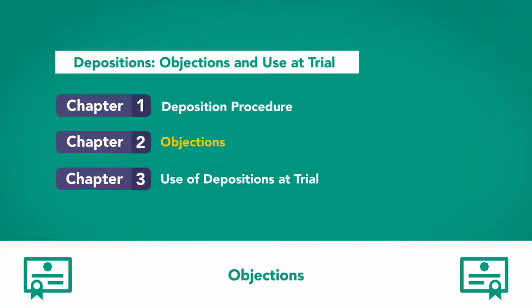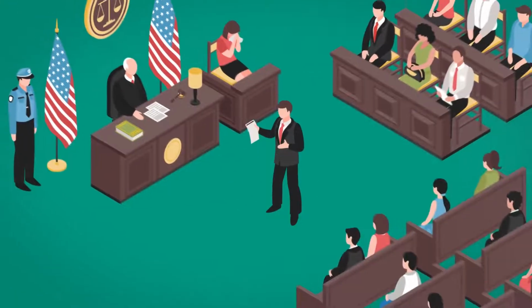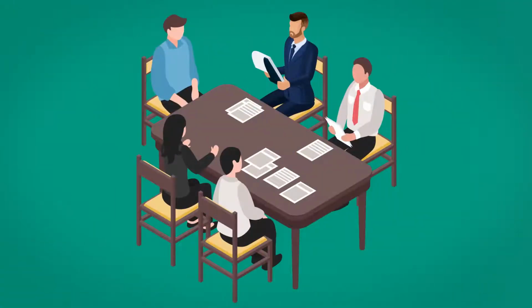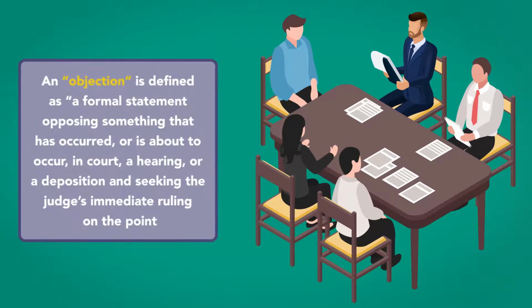Objections. While objections are commonly thought of as trial devices, they are also commonly made at depositions, although the evidentiary rules differ between trials and depositions. An objection is defined as a formal statement opposing something that has occurred or is about to occur in court, a hearing, or a deposition, and seeking the judge's immediate ruling on the point.